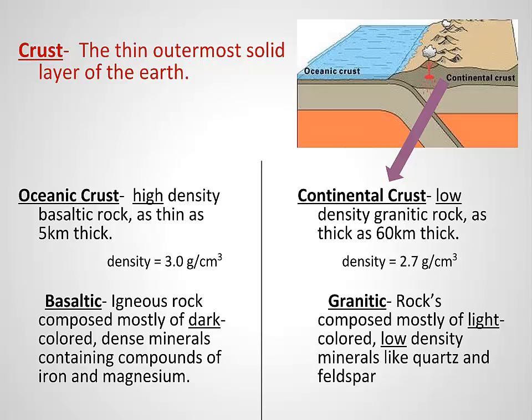Now, the reason oceanic crust is called oceanic crust is because there's an ocean sitting on top of it. Why is there an ocean sitting on top of it? Well, because it's thinner and it's more dense, so it sits lower in Earth's mantle. So those are the low spots of the Earth, wherever we have this basaltic crust.